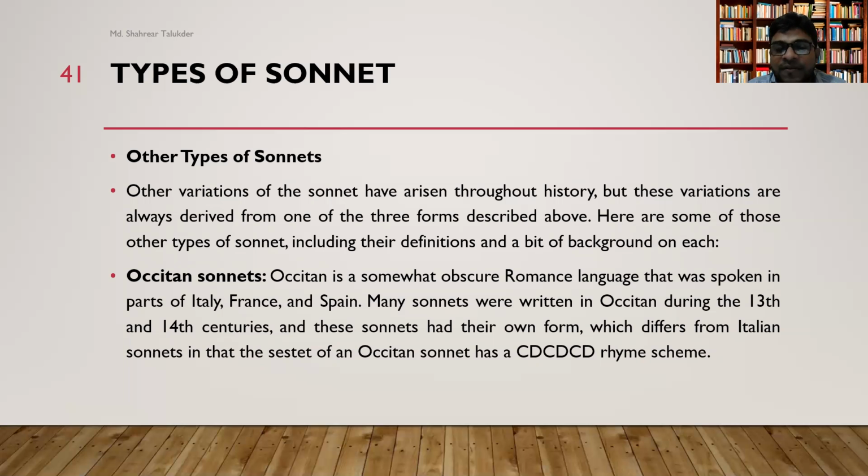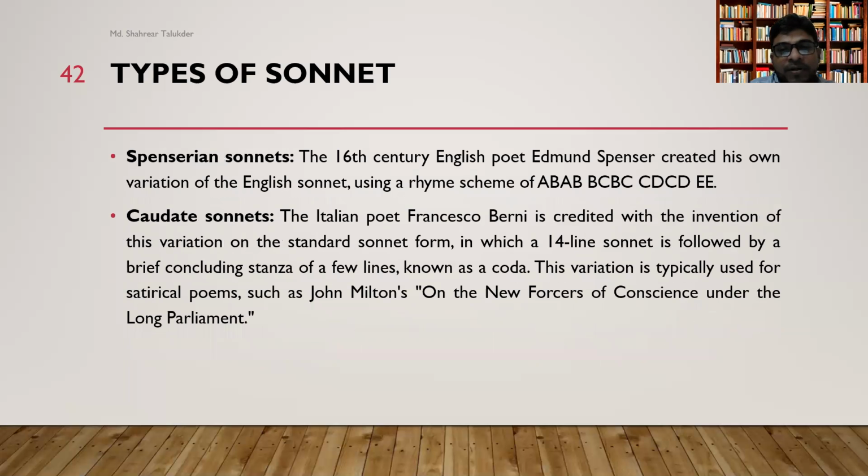Because of the difference of the language, it has a different name, as I have already mentioned. And then Spenserian sonnets, I've already mentioned them. In the 16th century, English poet Edmund Spenser created his own variation of the English sonnet using a rhyming scheme. You see, his rhyming scheme is different: ABAB, BCBC, CDCD, EE. So a different rhyming pattern.